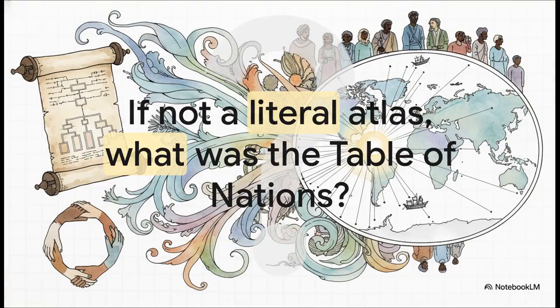So that brings us back to our final question. If the Table of Nations wasn't a literal atlas, what was it? It wasn't a GPS for the ancient world. No. It was a map of relationships. It was a theological vision that, in a world full of warring tribes and clashing empires, made a radical declaration that every single person from every single nation ultimately comes from the same place and belongs to one human family. It was never really about where you were on a map. It was about where you fit in the incredible story of us.